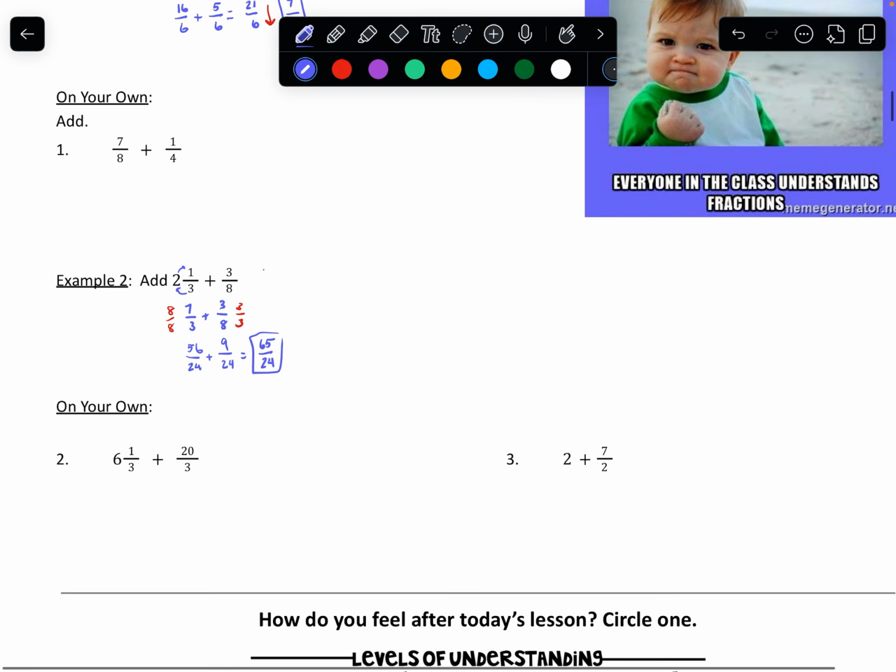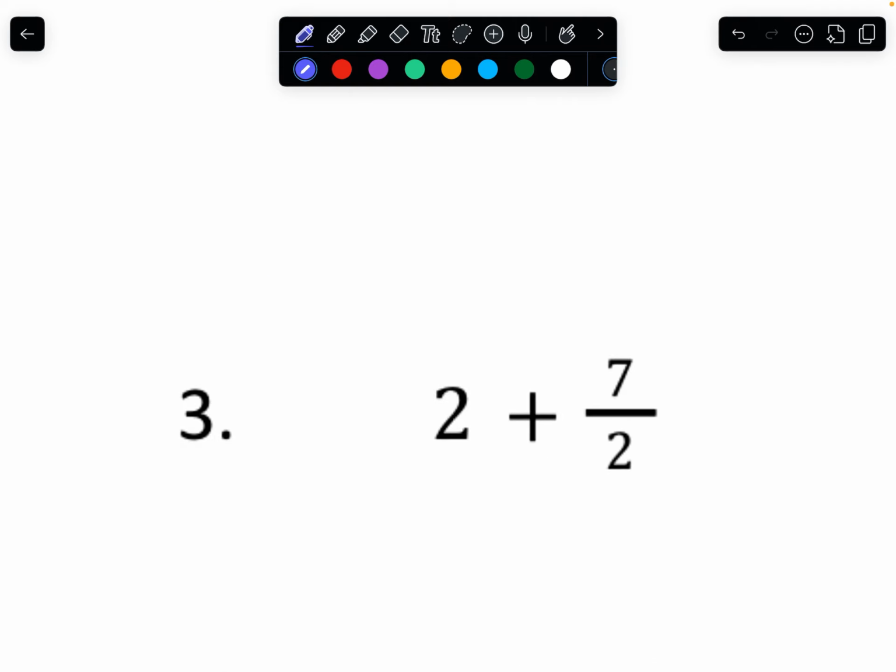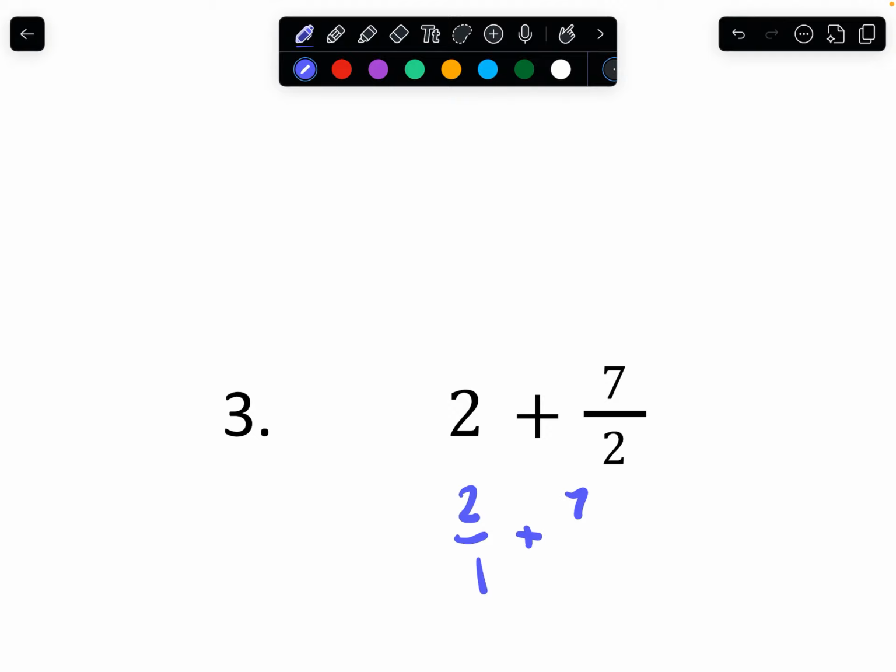A real quick hint for number 3 on your own. Remember, if you're given a whole number, what is a whole number as a fraction? 2 as a fraction is just going to be 2 over 1. So essentially for this one, I have 2 over 1 plus 7 over 2. Okay, so that's my hint for you, and then find common denominators and then add them.